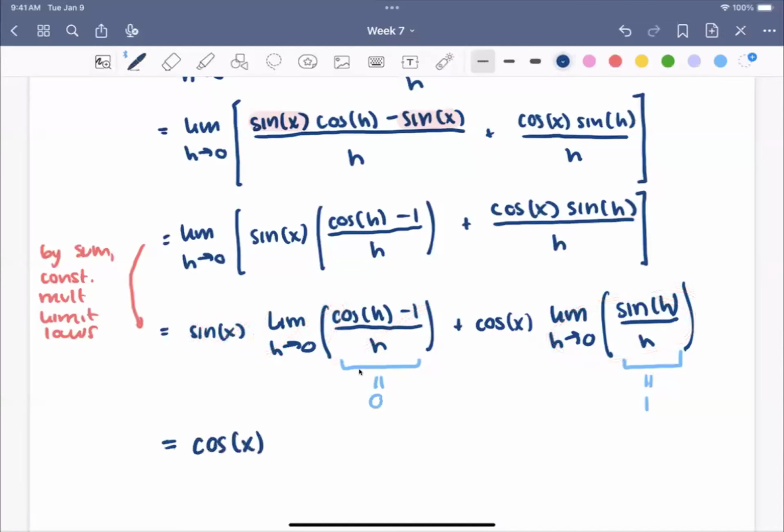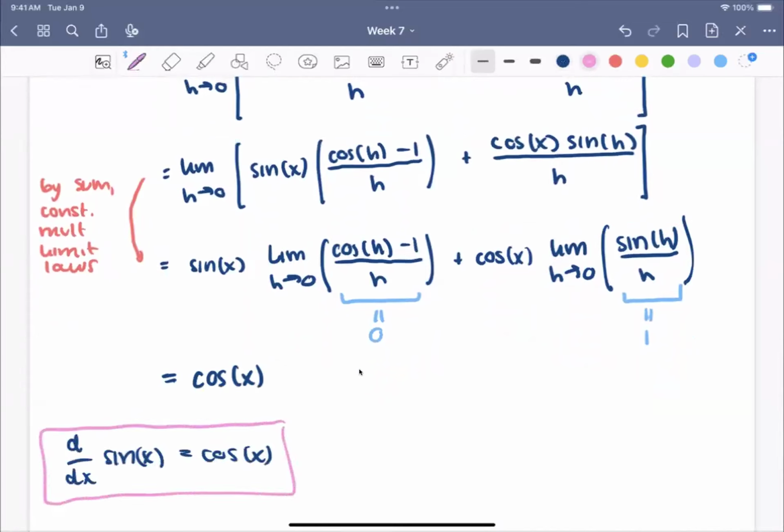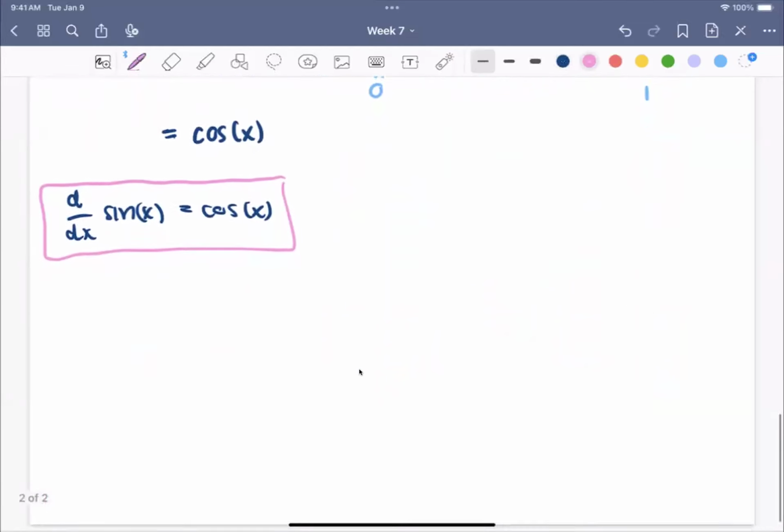Okay, so that's what we wanted to show. So this tells us that the derivative of sine x is cosine x, up to, I owe you the calculation of that limit on the right. Okay, so let's do that limit.